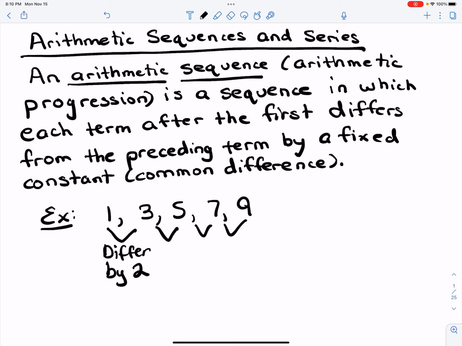Like if you take 3 minus 1, you get 2. Take 5 minus 3, you get 2. 7 minus 5, you get 2. 9 minus 7, you get 2. So it's an arithmetic sequence, or arithmetic progression, of the numbers, and the common difference is that fixed constant of 2.